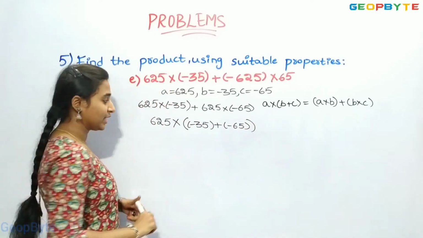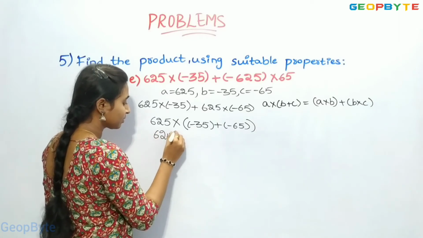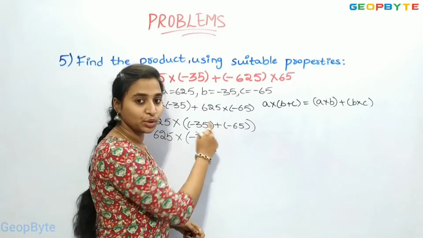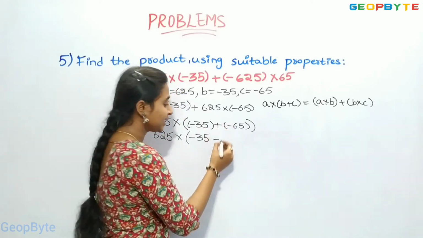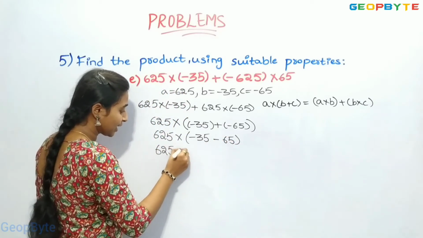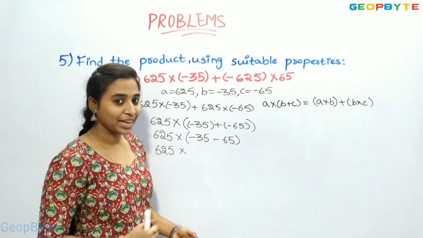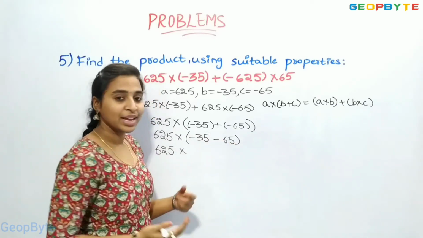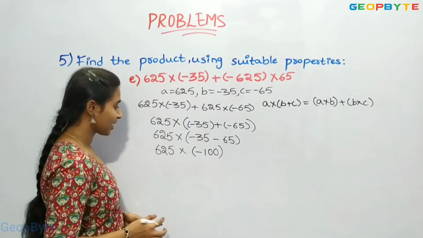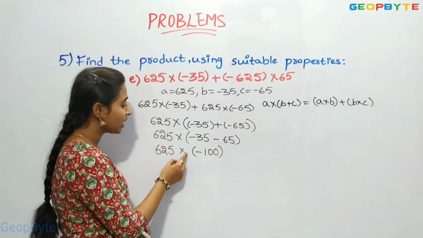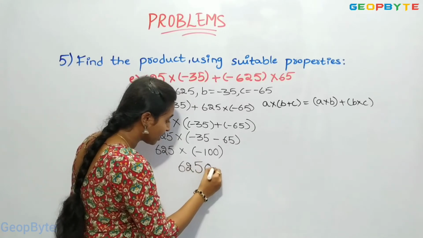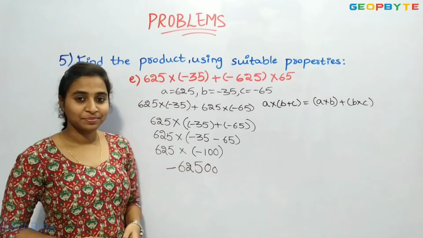Now, let us solve it. 625 into minus 35 will be as it is, plus into minus 65. Right? Now, write the 625 as it is, minus into minus, plus 35 plus 65 is 100. The sign remains minus, that is minus 100. As we have 625 into minus 100, that is 62,500. The sign remains minus.